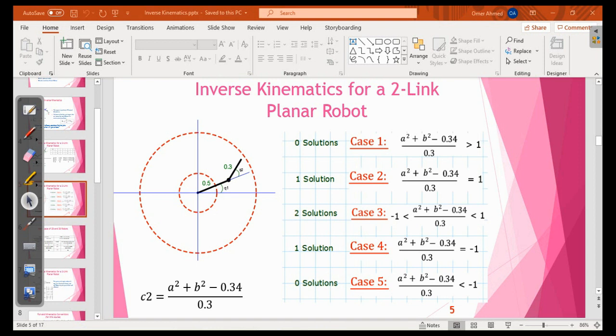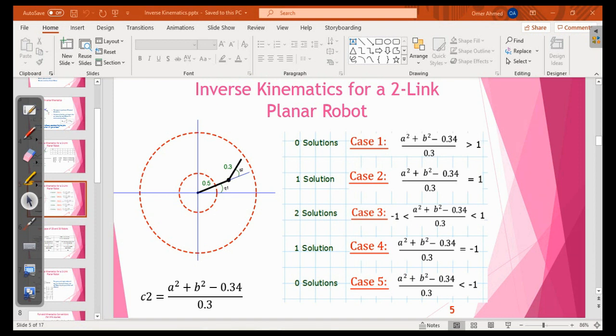Any desired point which lies on the boundary of the circles, either on the inner circle or the boundary of the outer circle, can be accessed by the robot in only one way, and that is defined by Q1, with Q2 being either 0 or 180 degrees. Thus, we had only one solution for these cases. For any desired point which lies within these two circles, the robot can reach it in two ways: an elbow up approach and an elbow down approach that we saw. Thus, we have two solutions when the desired point is within these two circles.